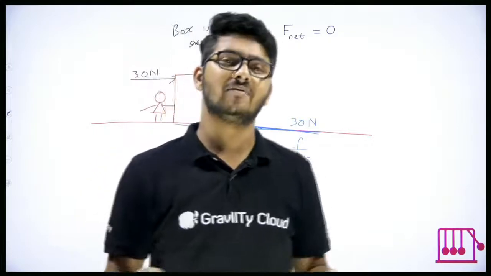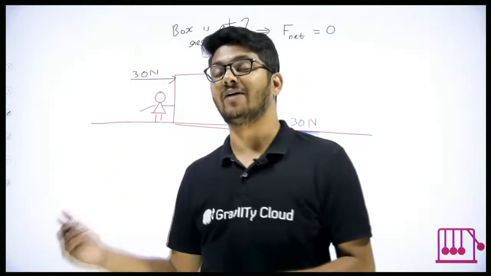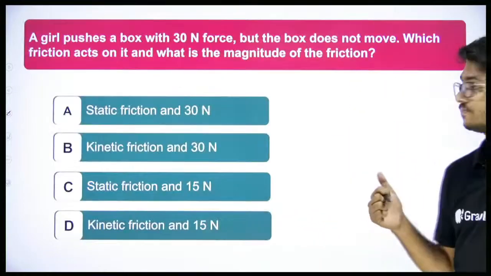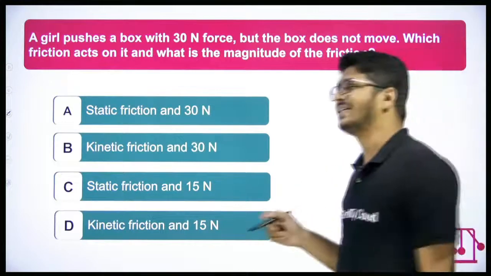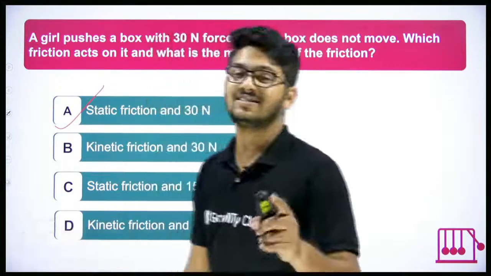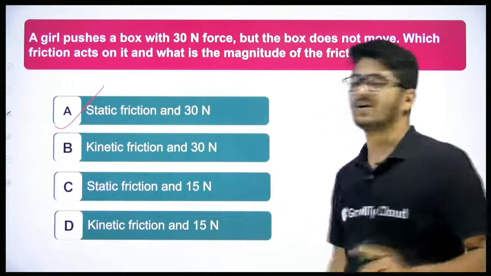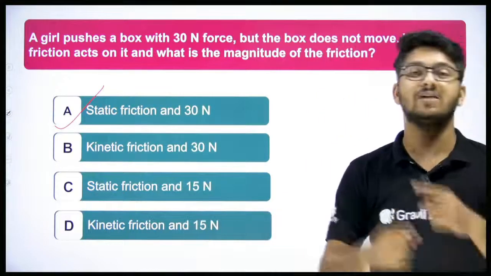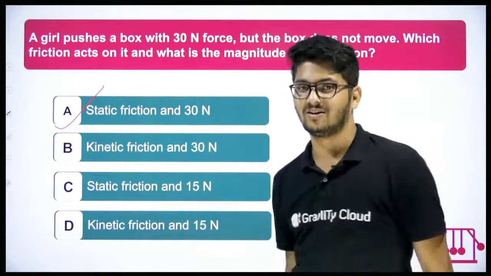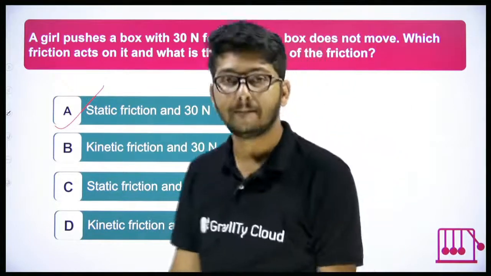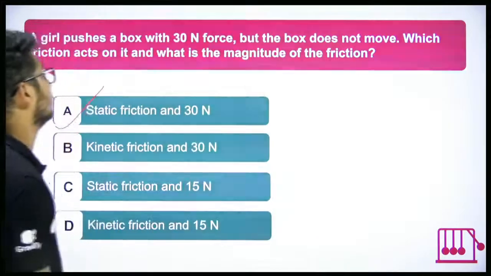So with the knowledge that we have, we can get the value of static friction in this case. And we got it. So the friction acting is static friction and the force is 30 Newton, and hence the correct option is A. If I look at C, it is static friction, okay, but it is given as 15 Newton, which is wrong. Option A is correct. Good? Simple. Let's continue.